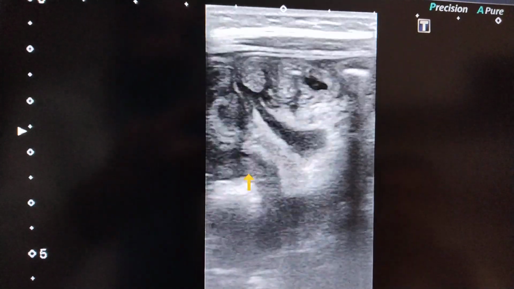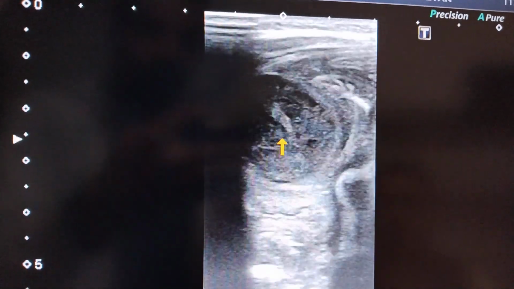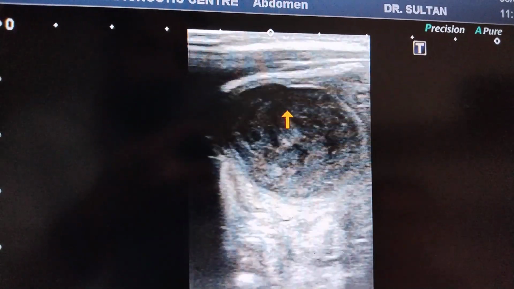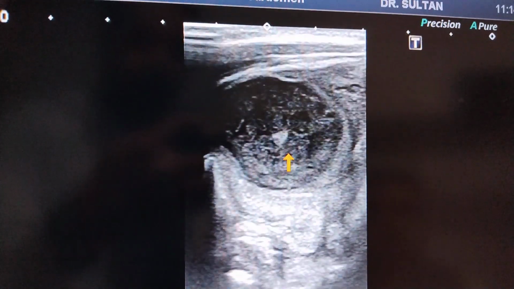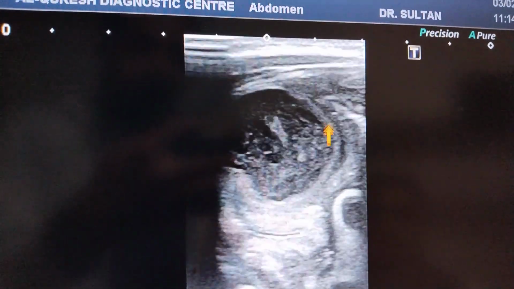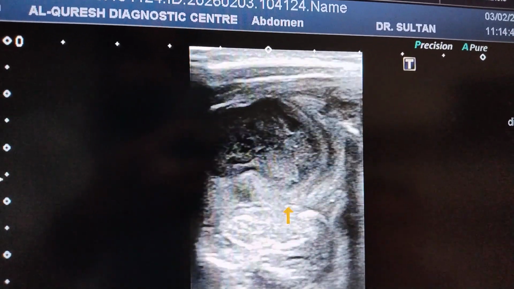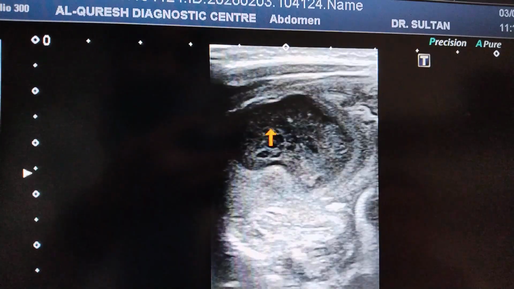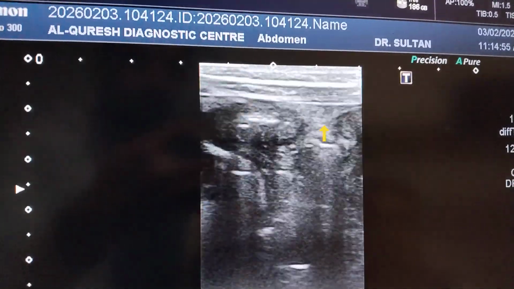And now gradually I am going towards the right iliac fossa, and here we can appreciate this mass-like structure which is significantly hypoechoic, and here we can appreciate a few pockets of fluid within this structure. If we closely observe, this is the small bowel loop, and this is the small bowel loop, meaning distal ileum, that is surrounding this rounded mass-like structure.